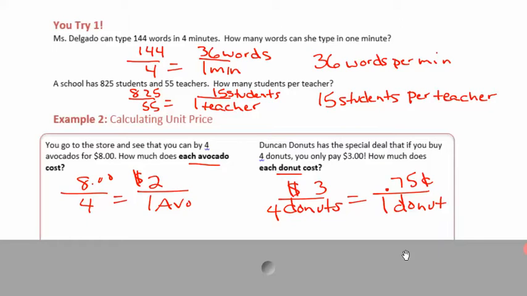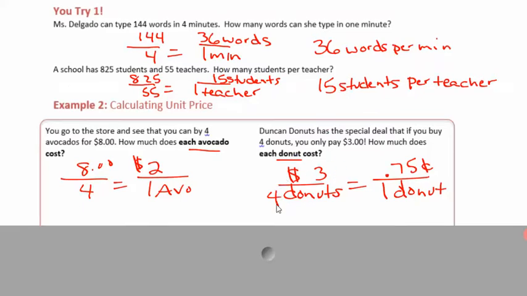So for the majority of the time, if you're dealing with money, money will always be on the top, okay? For the majority of the time, I won't say every time, but for the majority of the time, if you're dealing with money, money is going to be on top because you always want to know how much it is per item, okay? The cost per item.